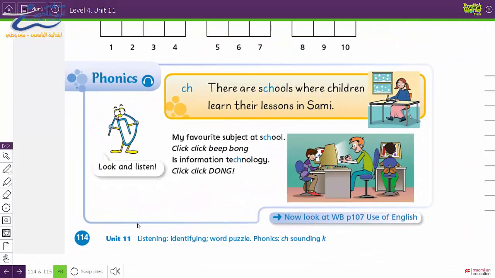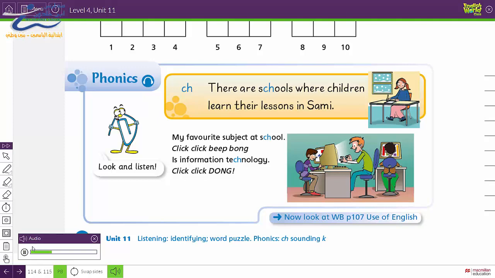Let's move to the last exercise, which is phonics. Pupils Book, Unit 11, page 114. Phonics. Look and listen. K.